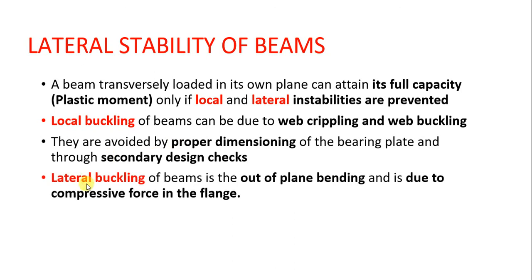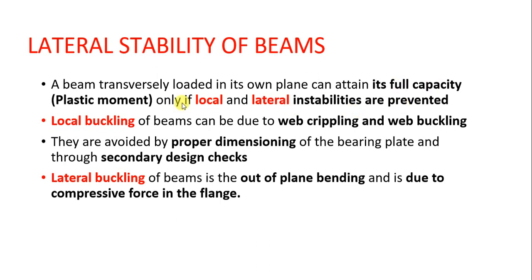The other thing is lateral buckling. Lateral buckling of beams is the out of plane bending and is due to compressive force in the flange. So if you take care of local buckling and lateral buckling, that means local and lateral instabilities, your section, provided it falls under class 1, can attain its full capacity. If you are using class 1 and you are not taking care of local and lateral instabilities, it won't reach its full capacity. If you are using a section which falls under class 1 and has the ability to develop plastic hinges, then you have to take care of local and lateral instabilities to reach full capacity.